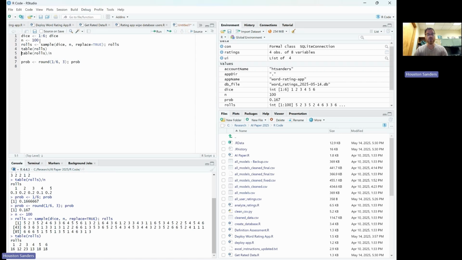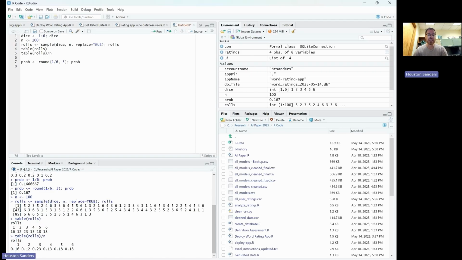Now if we create a table, you see that we got a 1 16 times. We got a 2 12 times. We got a 3 23 times, a 4 13 times. We got a 5 18 times, and a 6 18 times. Putting it again into our table, we have these probabilities. Notice some of them are a bit closer, but still not really lining up with our 0.167.